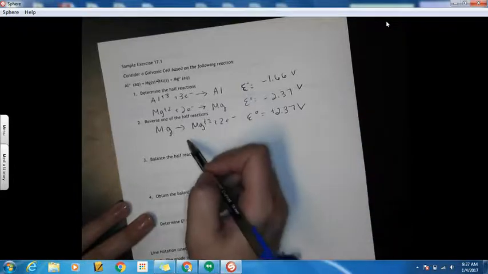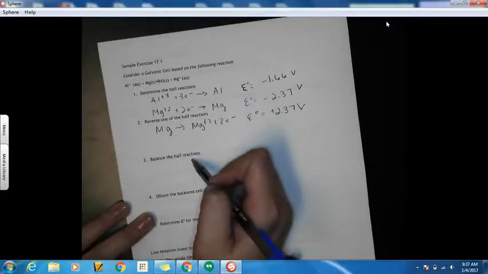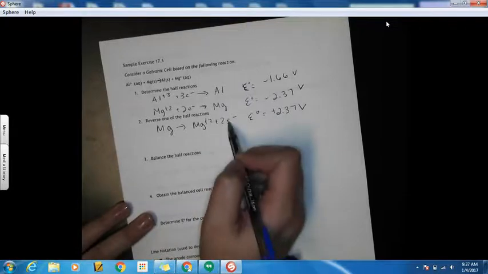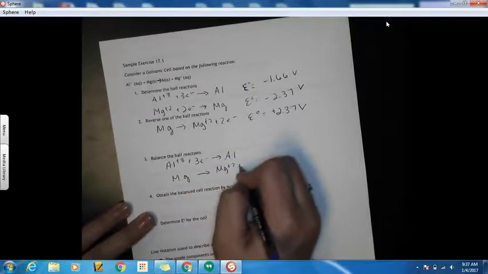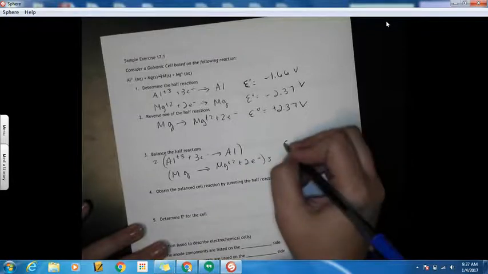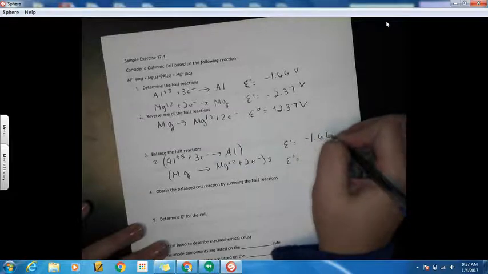Then we need to balance the half reactions, right? So we have 2 electrons for the magnesium, and we have 3 electrons for our aluminum. So we have aluminum plus 3 electrons, and we have our magnesium, which has 2 electrons. So to balance those out, we need to multiply this one by 2 and this one by 3. Again, that does not change the value of E in any way. So aluminum is still 1.66 volts, and the magnesium is positive 2.37 volts.